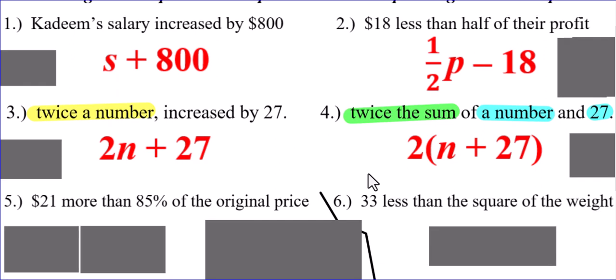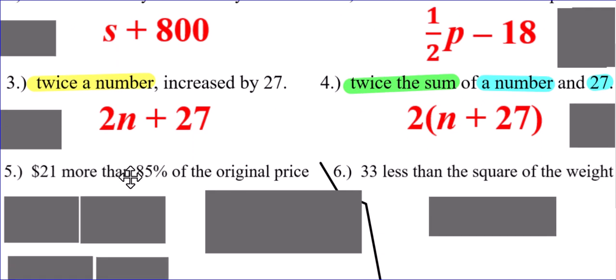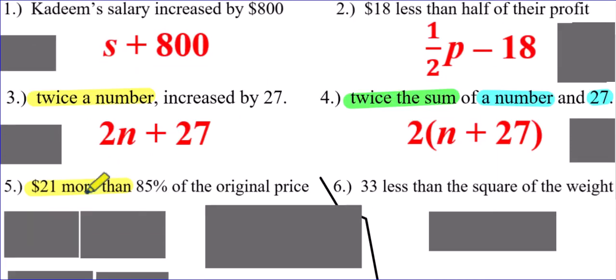All right, problem number 5. $21 more than 85% of the original price. All right, this starts to get a little bit more complex. Let's make sure we're breaking it down piece by piece. We know 21 is 21. More than means plus. Now, more than is kind of like less than, except it means addition.